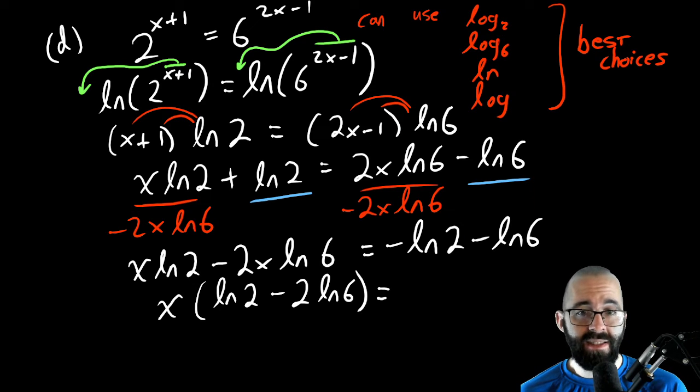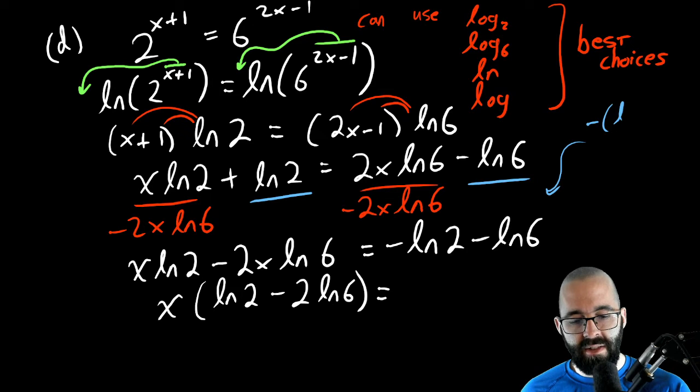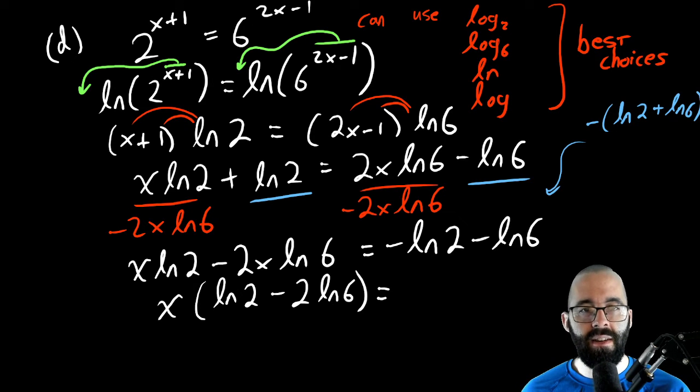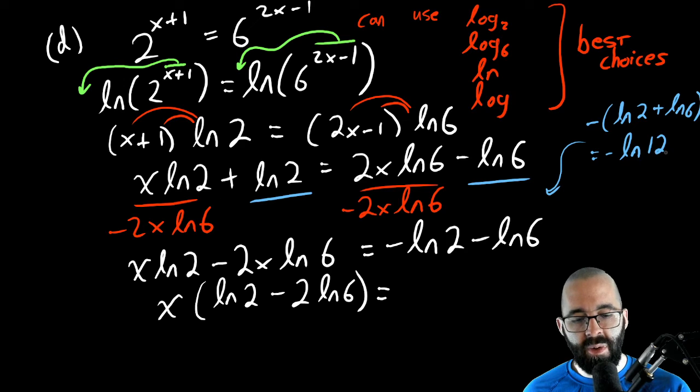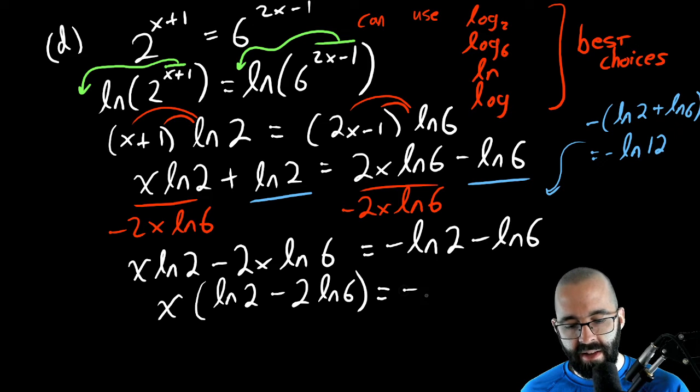And the right-hand side, we can simplify, right? Using properties of logarithms, this is negative ln 2 plus ln 6. Factor out a negative and use the product rule. 2 times 6 is 12. This is negative natural log of 12. Looks a little nicer.